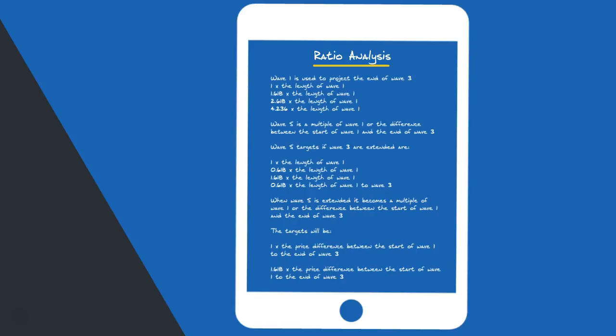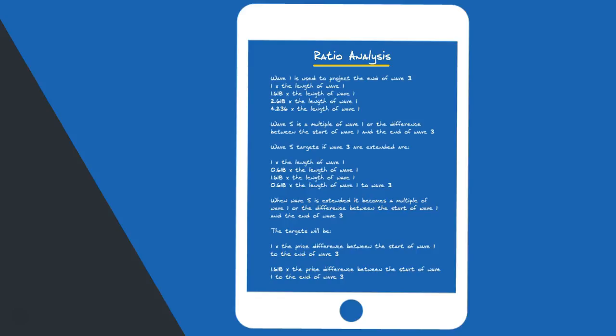Wave 5 is a multiple of wave 1, or the difference between the start of wave 1 and the end of wave 3. We know that if wave 3 is extended, it usually means wave 5 will not be an extension. Wave 5 targets, if wave 3 is extended, are as follows. Either 1 times the length of wave 1, 0.618 times the length of wave 1, 1.618 times the length of wave 1, or 0.618 times the length of wave 1 to wave 3.